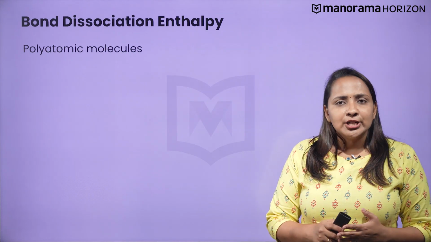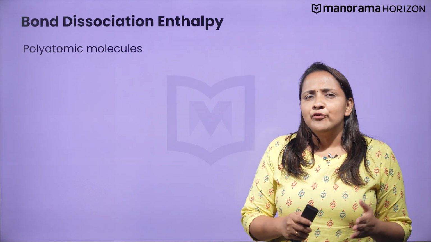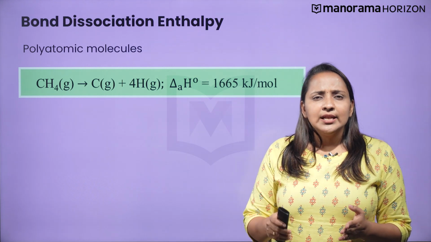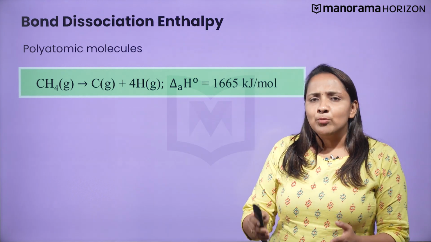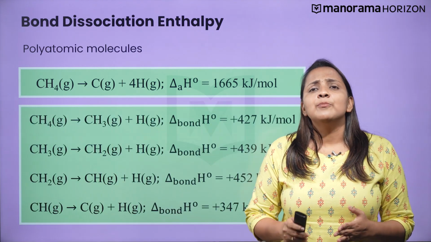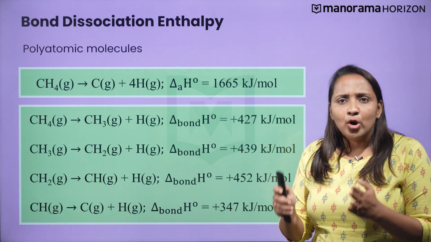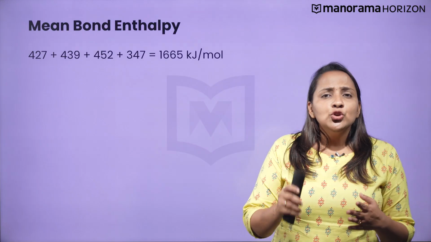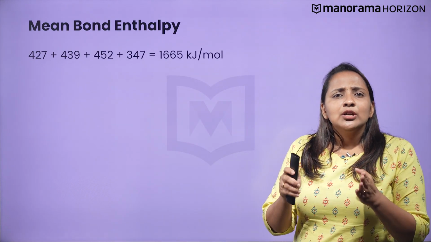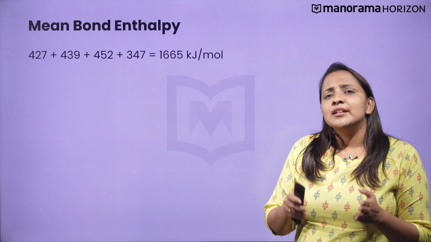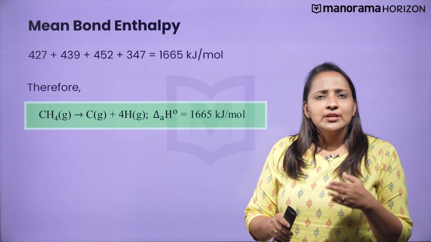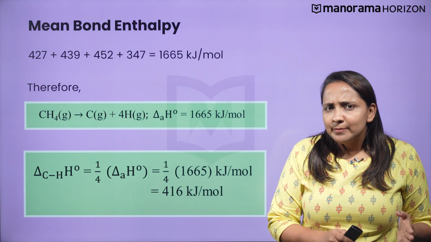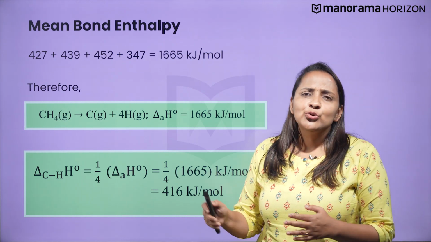However, in the case of polyatomic molecules, bond dissociation enthalpy is different for different bonds within the same molecule. For instance, the enthalpy of atomization of methane is 1665 kJ per mole. Although all 4 carbon-hydrogen bonds in methane are identical in bond length and energy, the energies required to break the individual carbon-hydrogen bonds differ. You may add these energies together to get the total energy required, that is 1665 kJ per mole. In such cases, we may use the term mean bond enthalpy. Hence, the mean carbon-hydrogen bond enthalpy in methane is 416 kJ per mole.